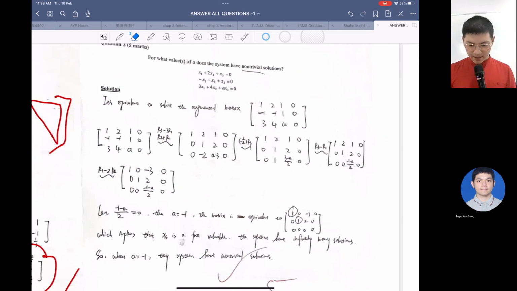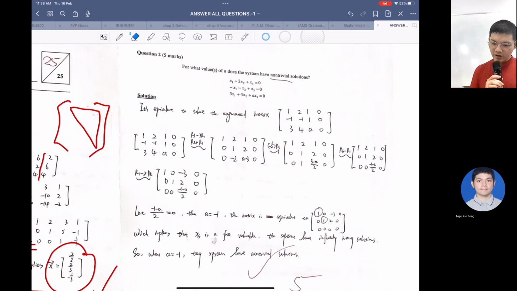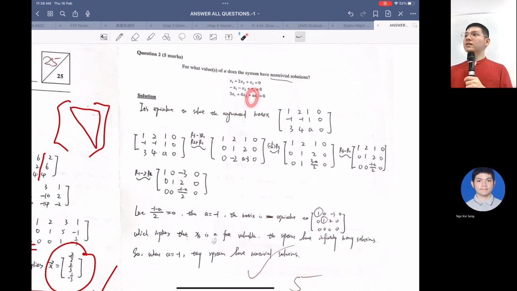Okay, next: for what values of A does the system have a non-trivial solution? So you are asked about solutions of a linear system again, so it's equivalent to solving the augmented matrix again. When you solve the augmented matrix, you will see that there's a variable floating around. This A here, it's floating around. So you see that there's some freedom here.